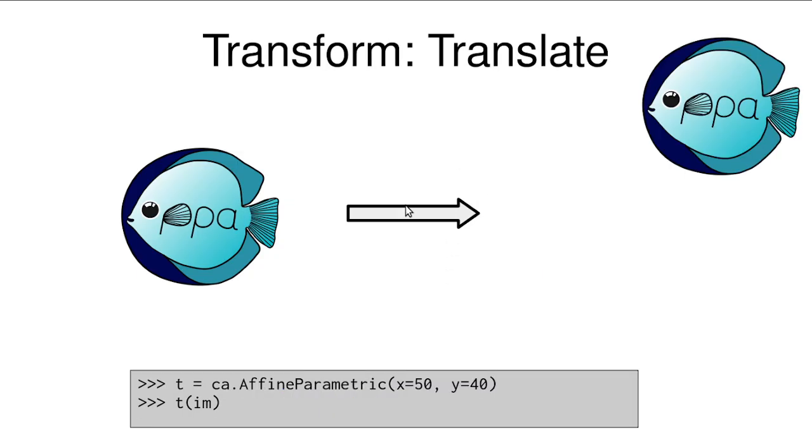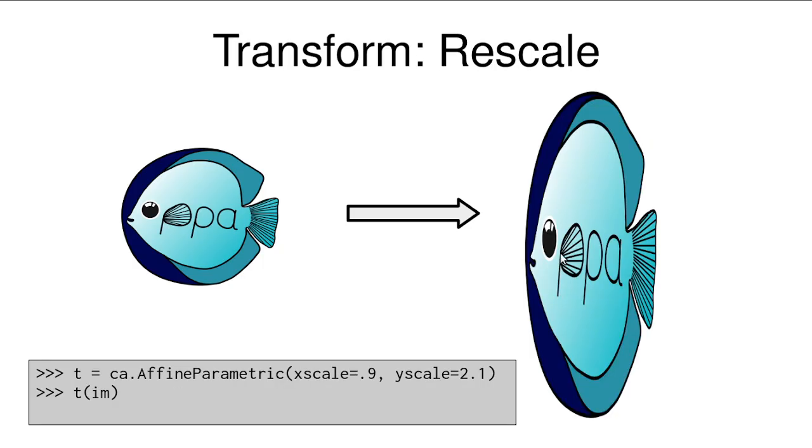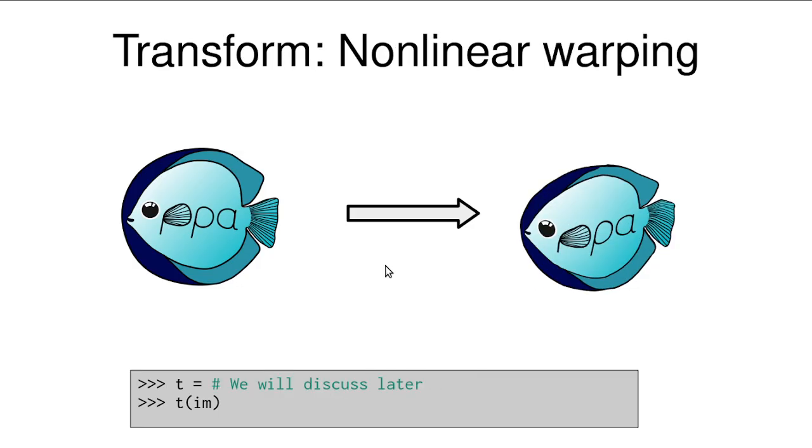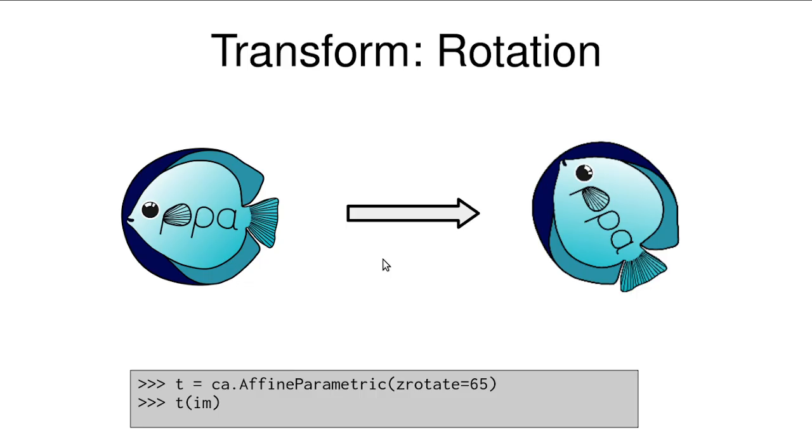But if we do something like translate, this starts to get a little more exciting. These are all affine transformations. We can define an affine transformation with a shift of 50 in x and 40 in y, and when we transform the image, it's shifted. We have a bunch of other ones. We can rescale in x and y. We can apply a shear. We can also do nonlinear warping. I'm not going to talk about this right now, but we'll get into that in the second half of the tutorial. We can also do rotation, so here we just take this image and rotate it.